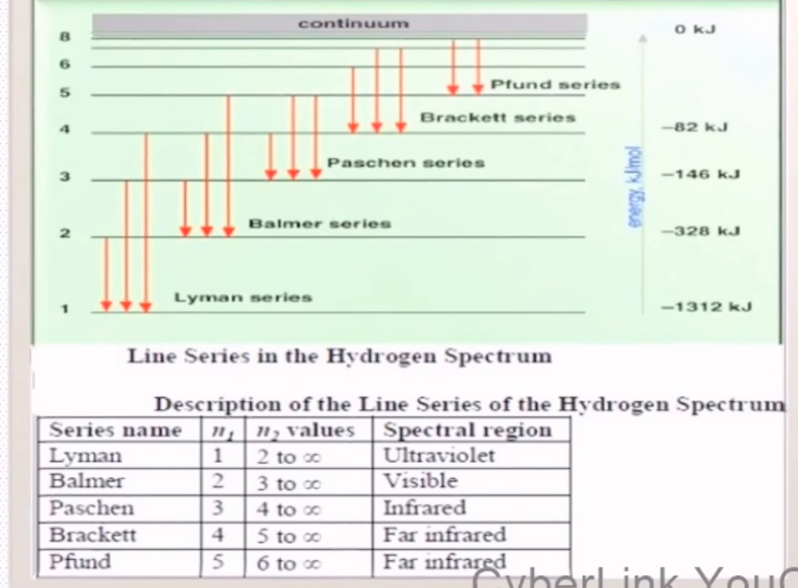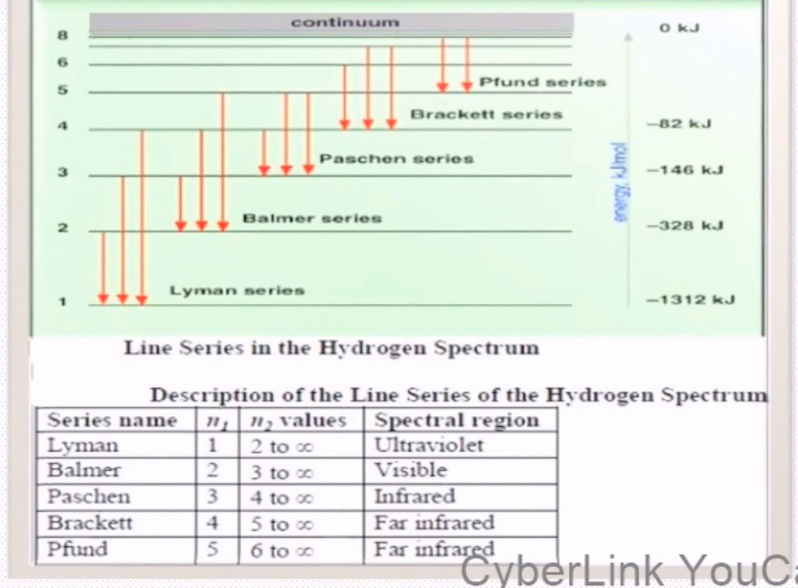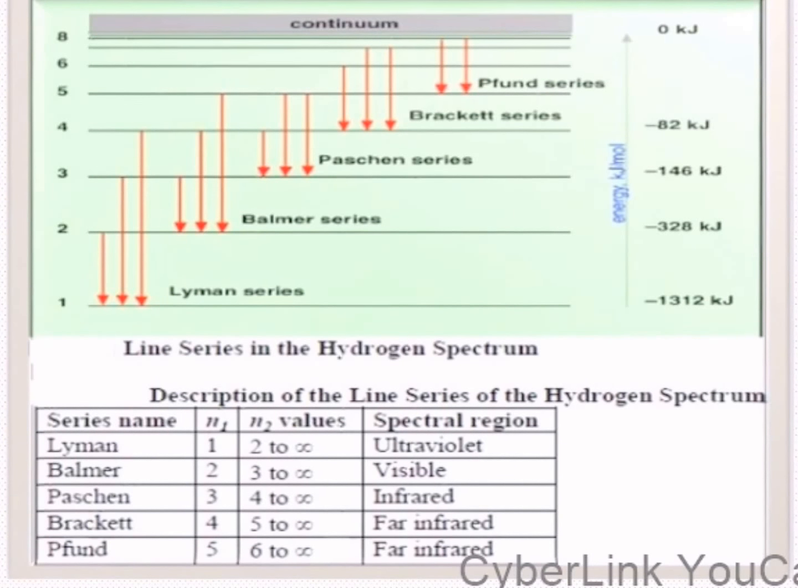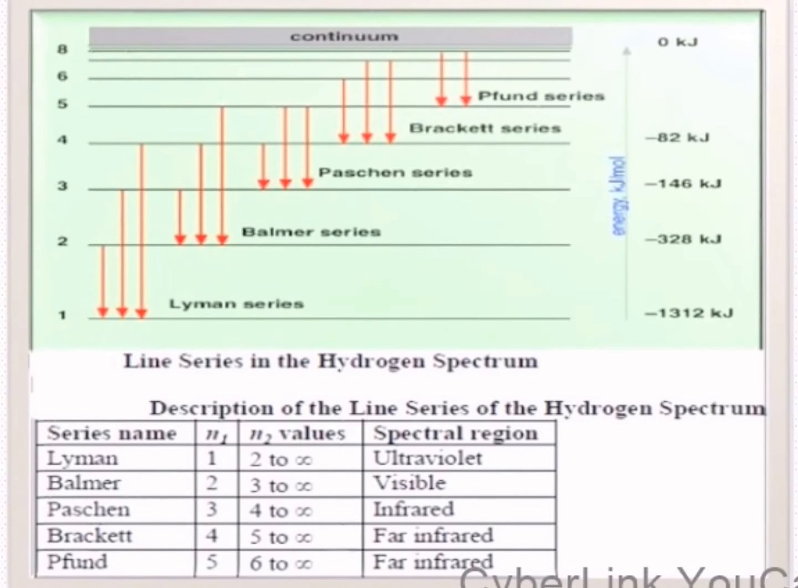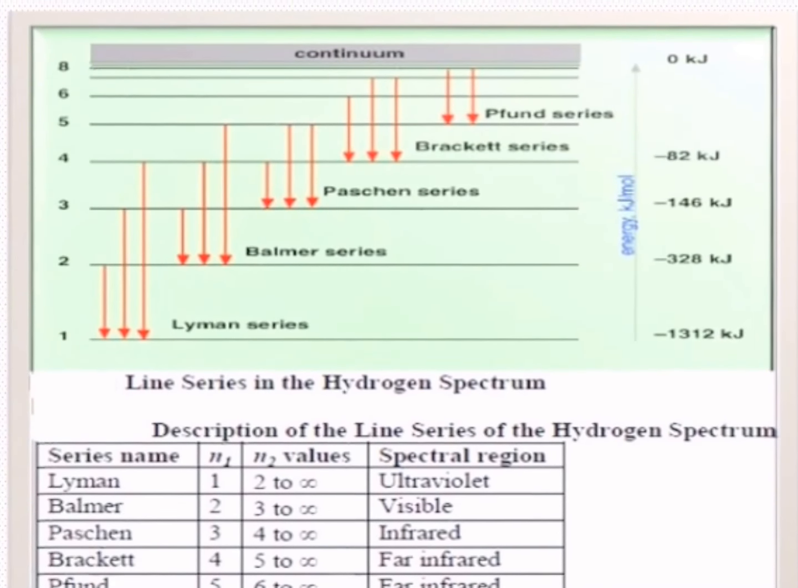Here we can see how the series are arranged. The continuum is on the top. Then the Lyman series, Balmer series, Paschen series, Brackett series, and Pfund series, with the Brackett and Pfund series near the top.